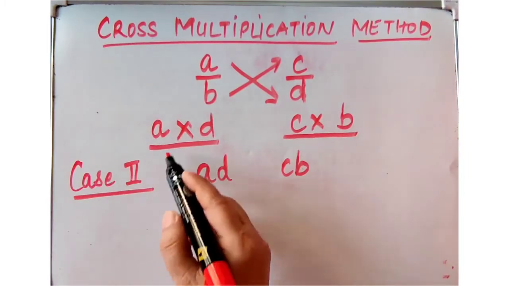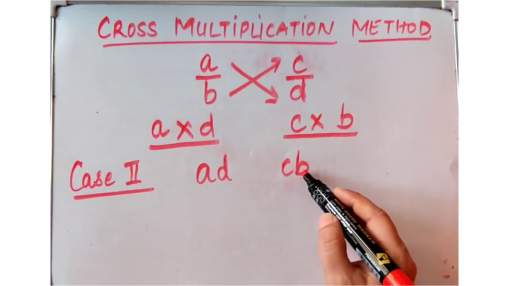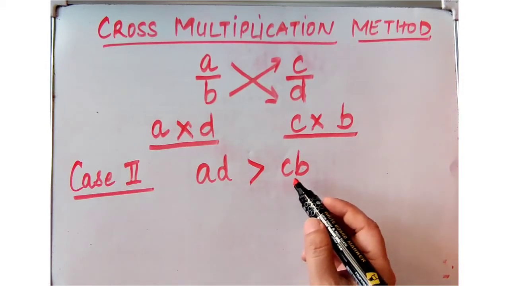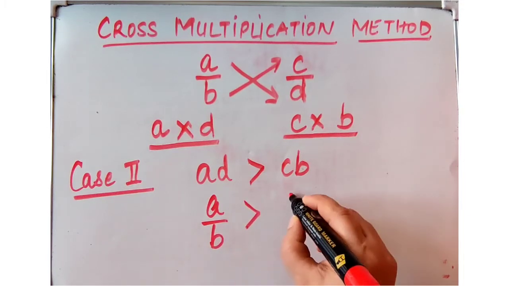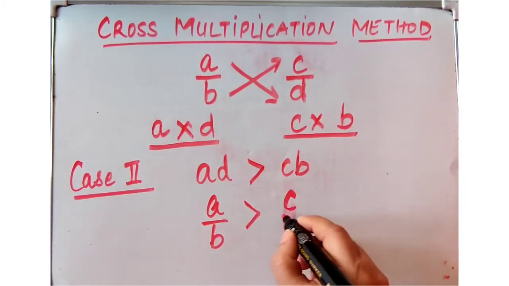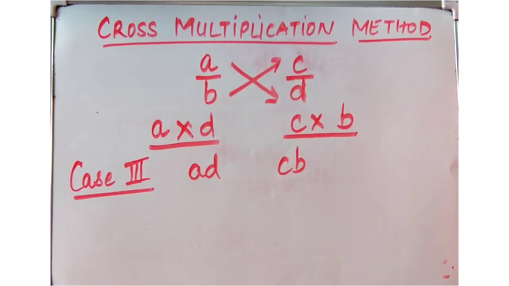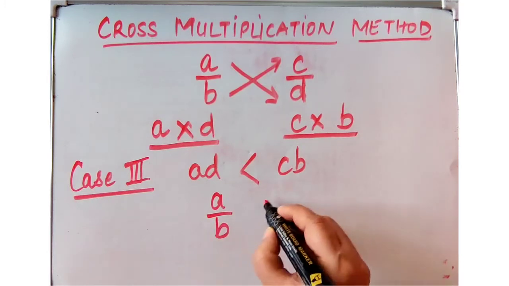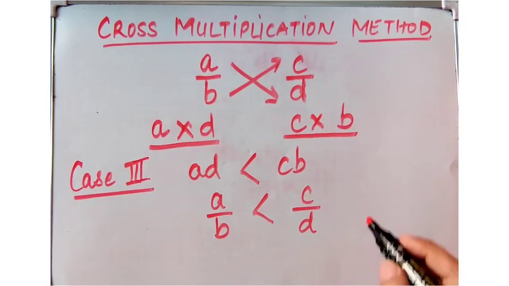In case 2, the product of a into d you can write as ad and the product of c into b you can write as cb or bc. If ad is greater than bc or cb, then a by b will be greater than c by d. This is the second case. So the first fraction will be greater than the second fraction. And in the third case, if ad is less than cb, then a by b will be less than c by d. This is the third case. So hope it is clear to you.